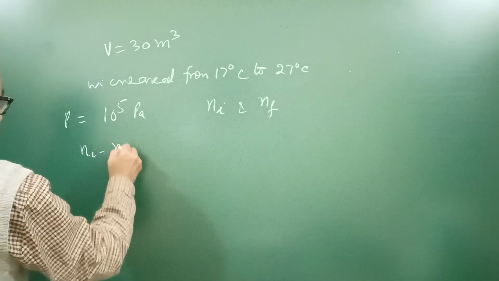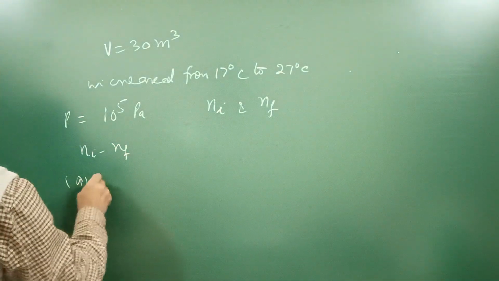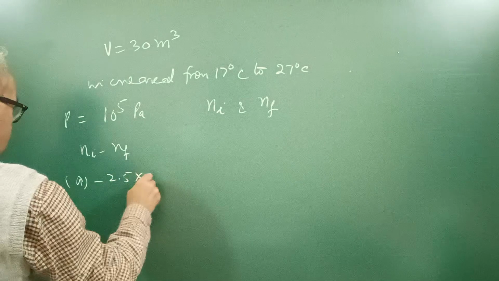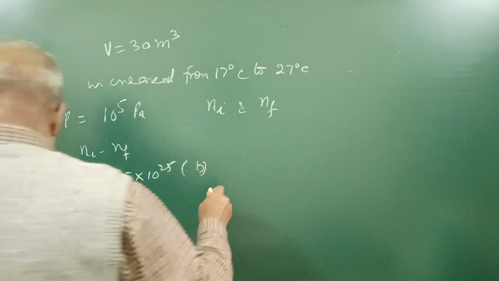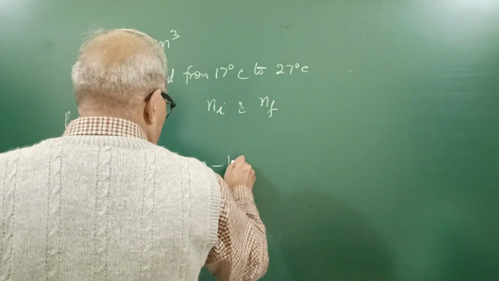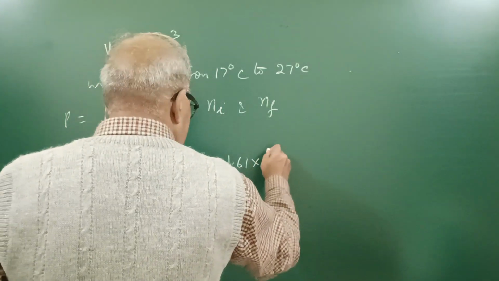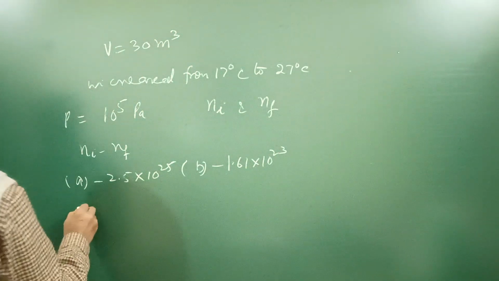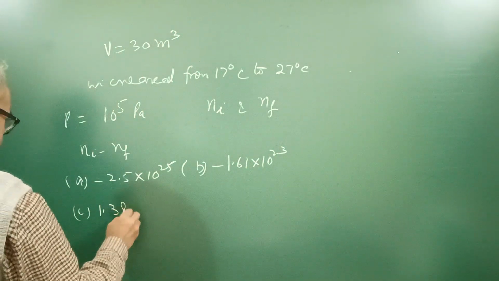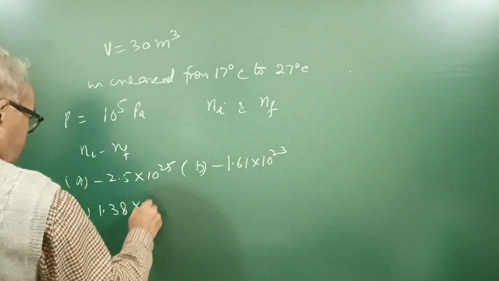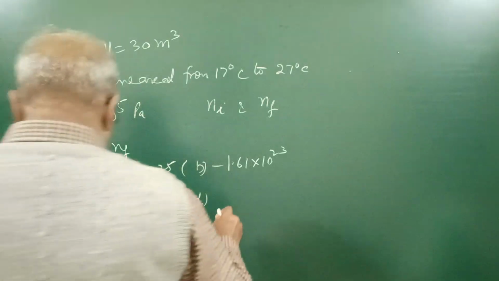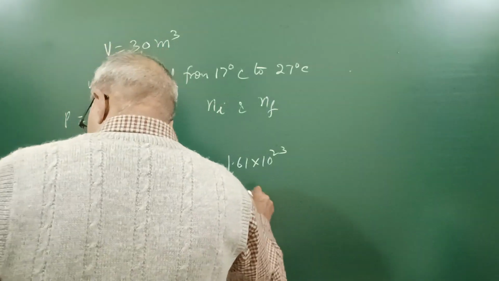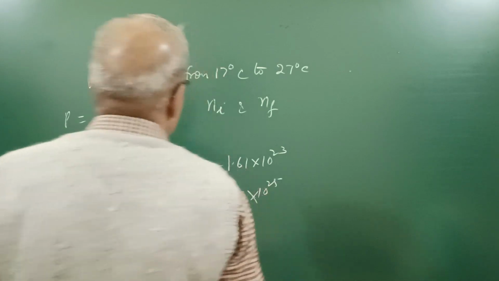Ni minus Nf is: option A, minus 2.5 times 10 to the power 25; option B, minus 1.61 times 10 to the power 23; option C, 1.38 times 10 to the power 23; and option D, 2.5 times 10 to the power 25. I hope you have got the question.